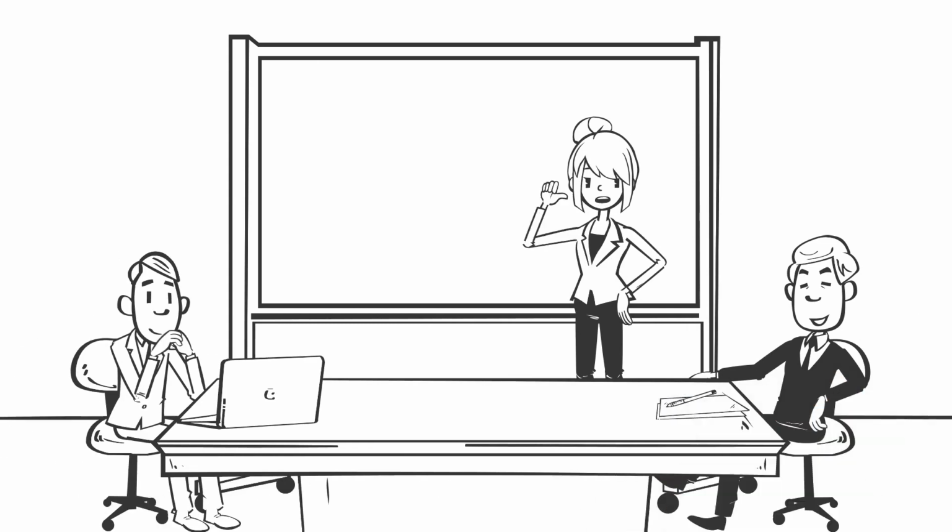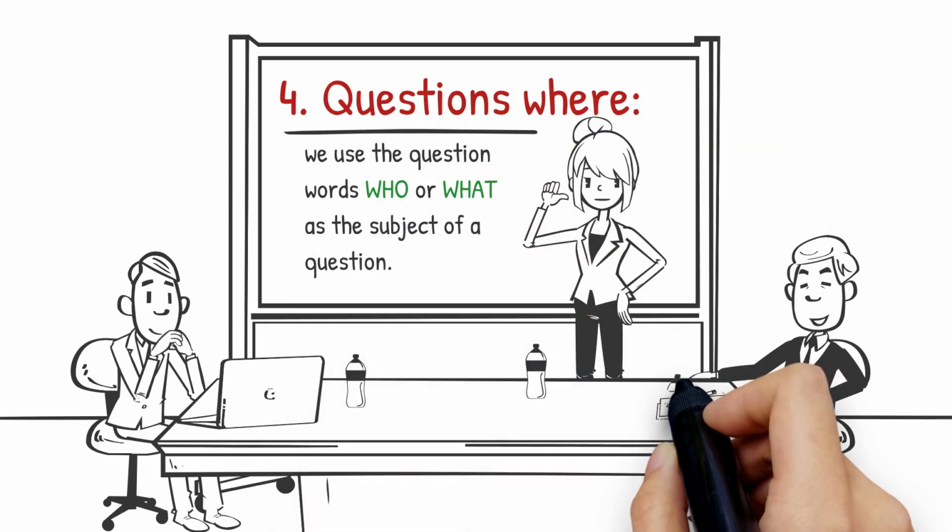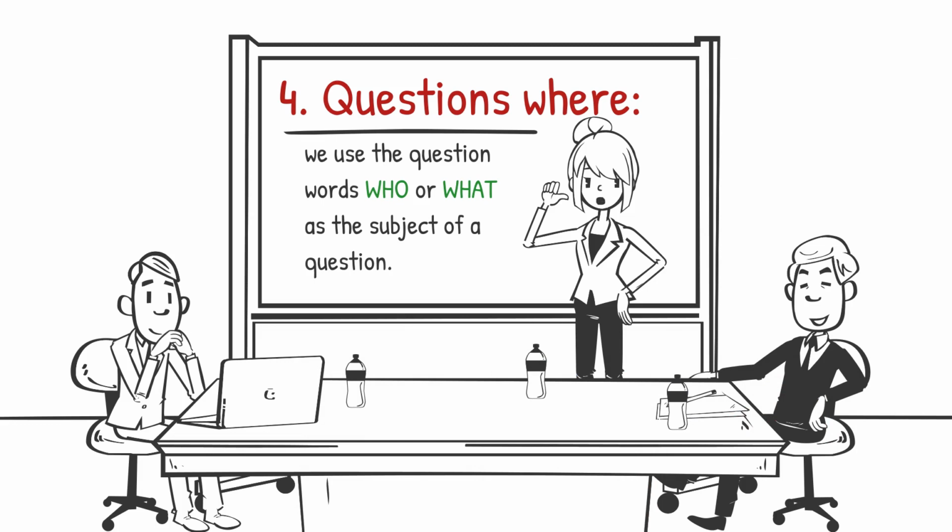The fourth and last type of question is a little bit different to the others, in that this type of question is designed to find out information about the subject of the sentence and not the object. With this kind of question, we use a question word itself as the subject of the question. This is also the only type of question where we don't change the word order of an affirmative sentence to make the question. Here are 2 examples.